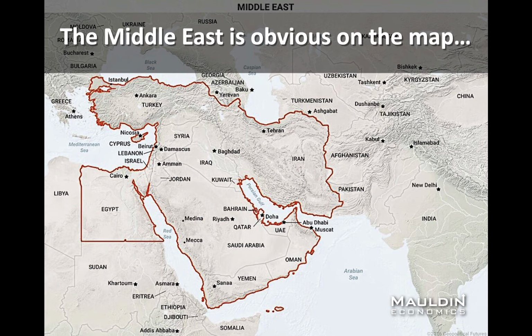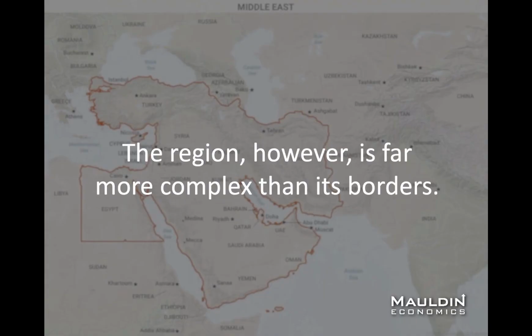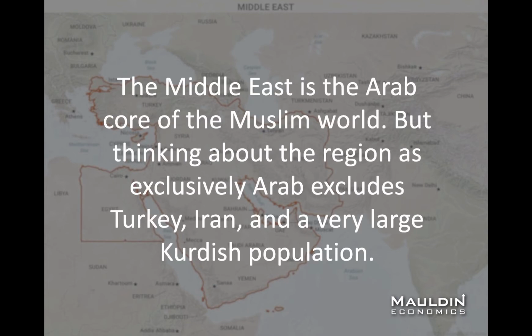We used to include Northern Africa as part of all of this because Libya, Algeria, and Morocco are Arab countries, even though they're in Africa. So it's important to focus on this map. And so we'll look at other ones. The map's easy, but the region is far more complex than its borders. And for the most part, the borders are movable, if you will, and have been for years.